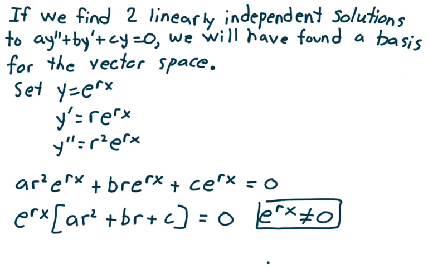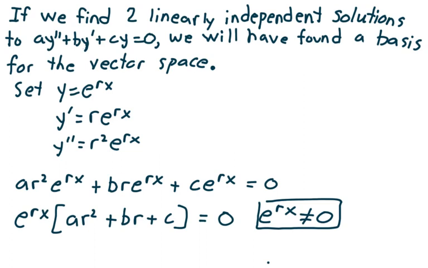Now, to find these solutions, here's the idea. Think of a function so that when you take the first and second derivative, it doesn't change very much. And ideally, we're going to try y = e^(rx). By the chain rule, we know that y' is re^(rx) and y'' is r squared e^(rx).